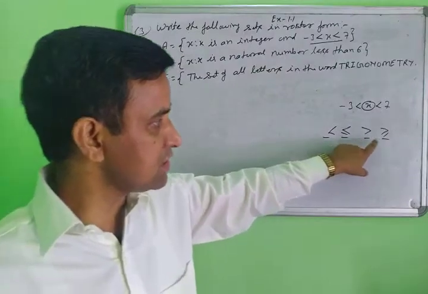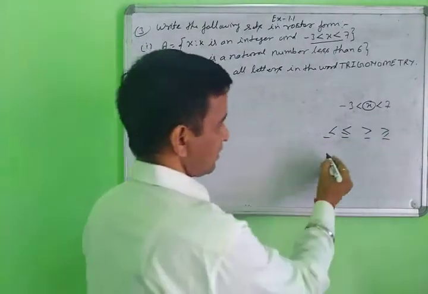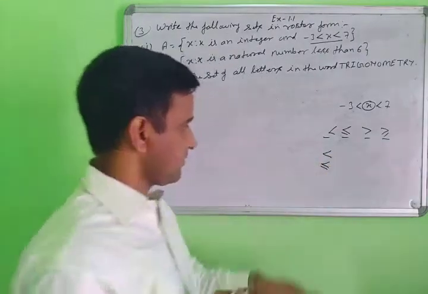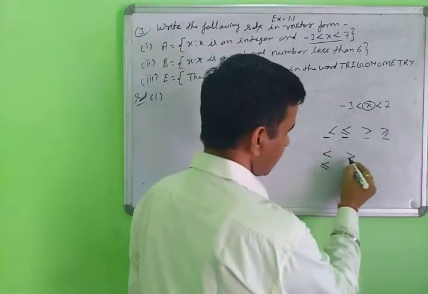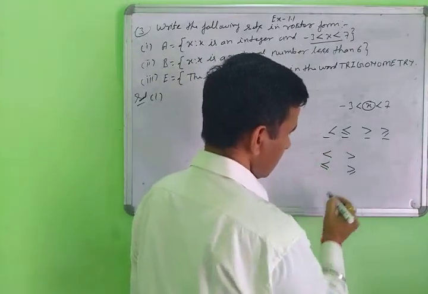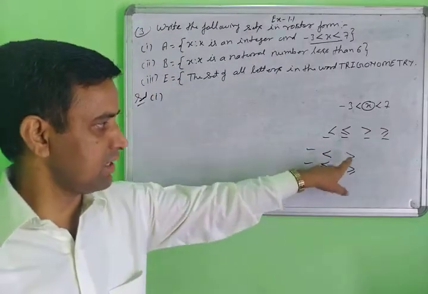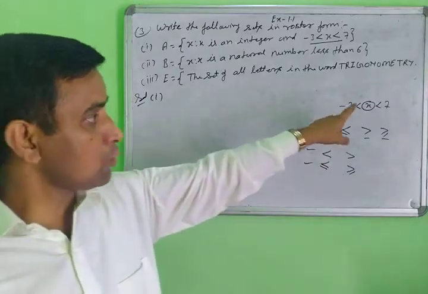This symbol is called the inequality symbol. How to read it? This is less than, and this is less than or equal to. Then you can write greater than, and this is greater than or equal to. So these are the four inequality symbols. How do we read this?